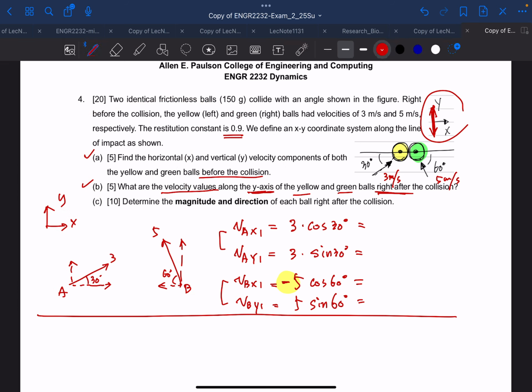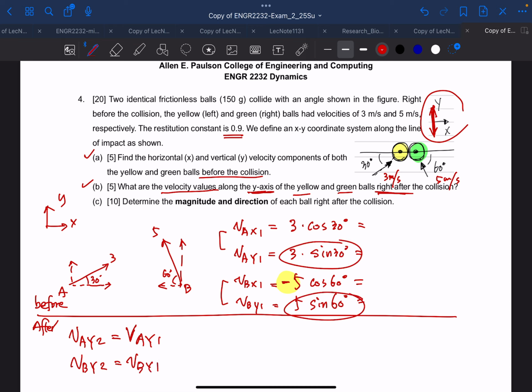So the velocity that is perpendicular to this plane of impact, the line of impact, is going to be preserved. So VAY2, this is after, and this is before. So after is going to be the same as VAY1, and VBY after is going to be the same as VBY before. So you can just use these values down there.